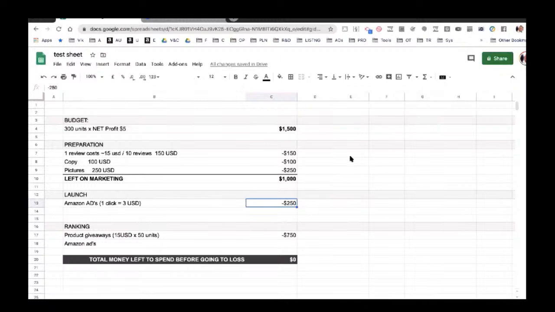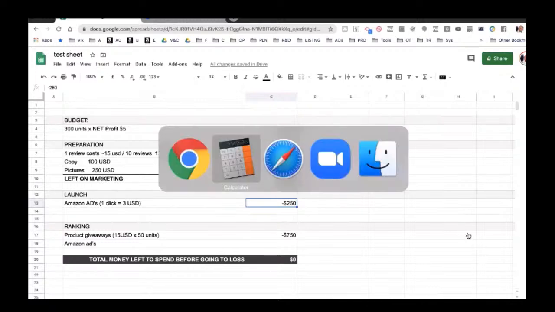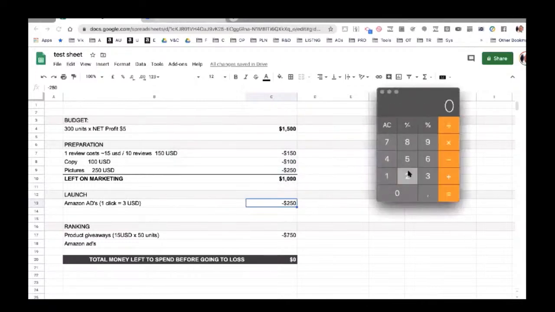And now, if you can find 250 clicks, then I would buy 50 clicks per keyword. It means that I can start advertising 5 keywords. So the amount you can start advertising really depends on how much money you can spend. If you ordered more than 300 units, you can probably spend more money on ads in the launching stage. But like I said, this is advanced thinking. Many Amazon sellers don't think like that.